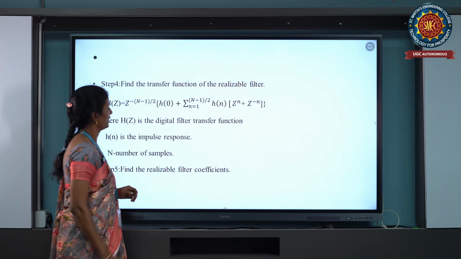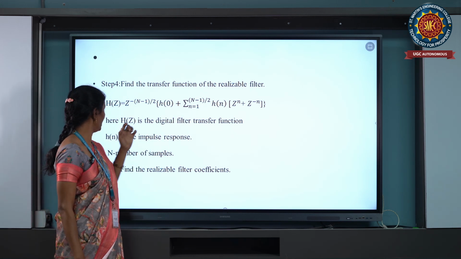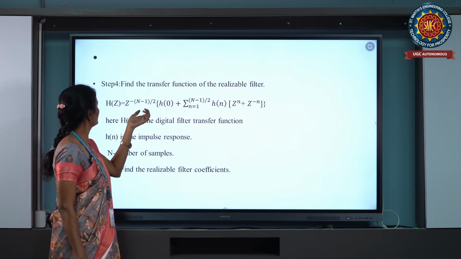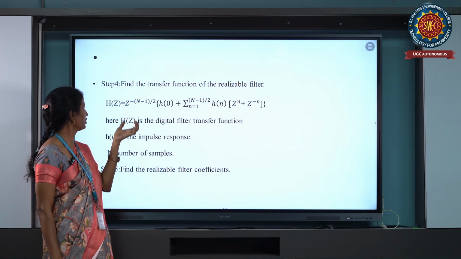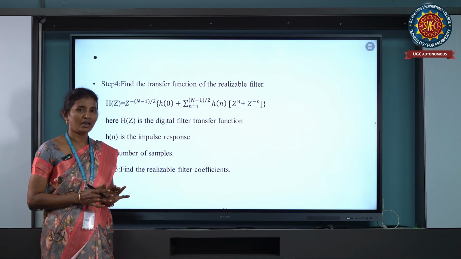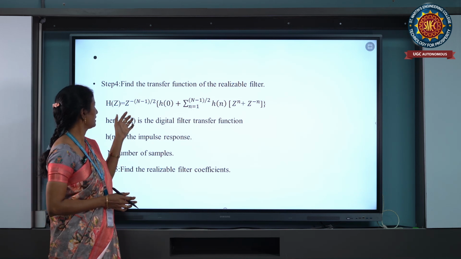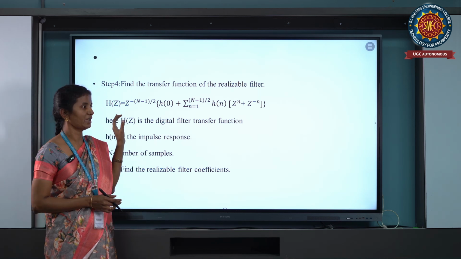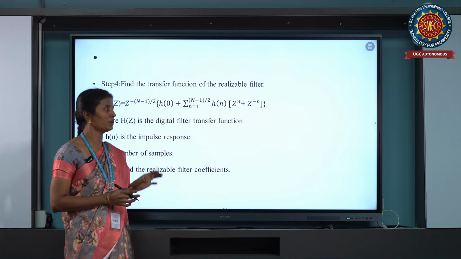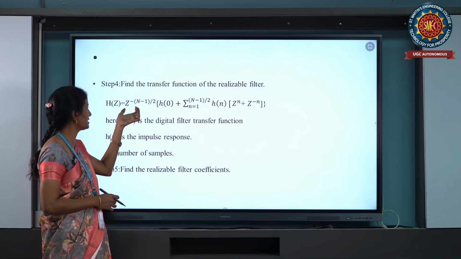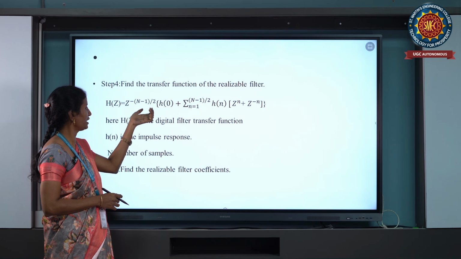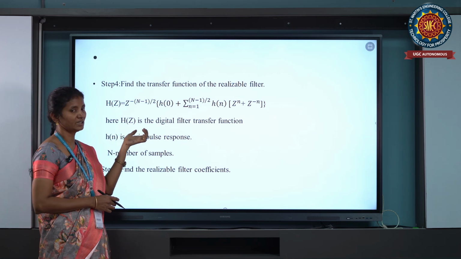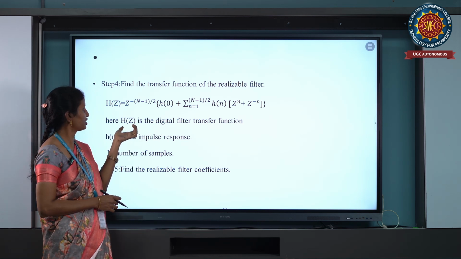Finally, we get the transfer function of the realizable filter. Before the fourth step, we have to find the causal transfer function of the digital filter H(z). It is not realizable because H(z) has positive powers of z. To remove the positive powers of z, we have to multiply z power minus (N minus 1) by 2 to the sequence H(z). Then we get the causal transfer function of the digital filter H(z).